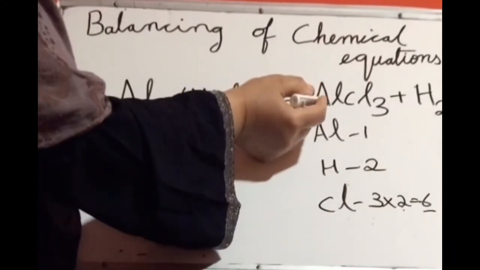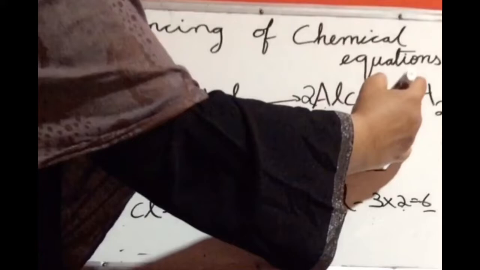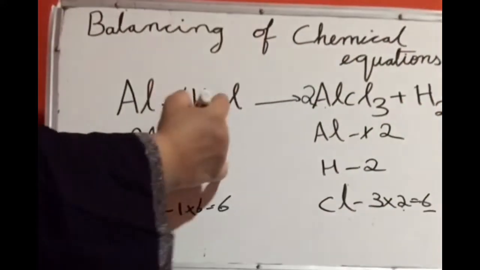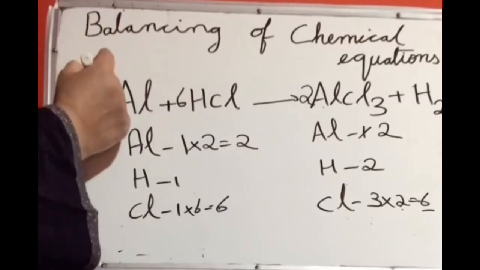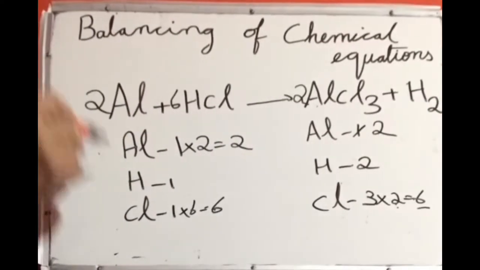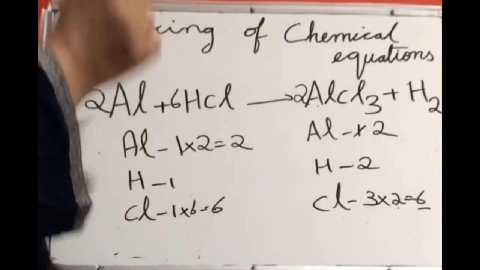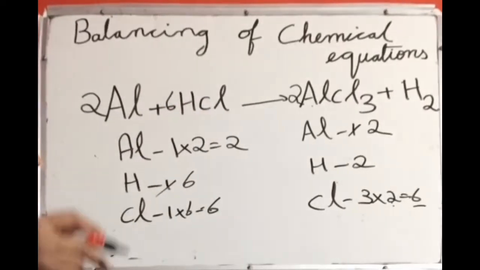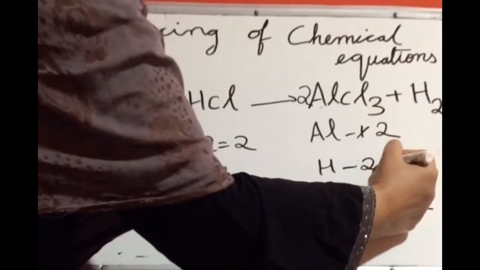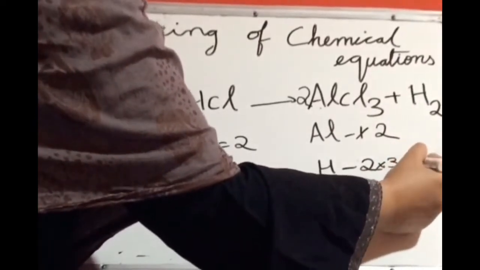So immediately what happens to the aluminium? Aluminium becomes 2. So what I have to do here? I have to multiply into 2. So I put here 2. Next, what about the hydrogen? Hydrogen has become 6 here. So let's strike this out. I make it as 6. So here what I should do? 2 into 3, that is equal to 6. I have to put here 3.